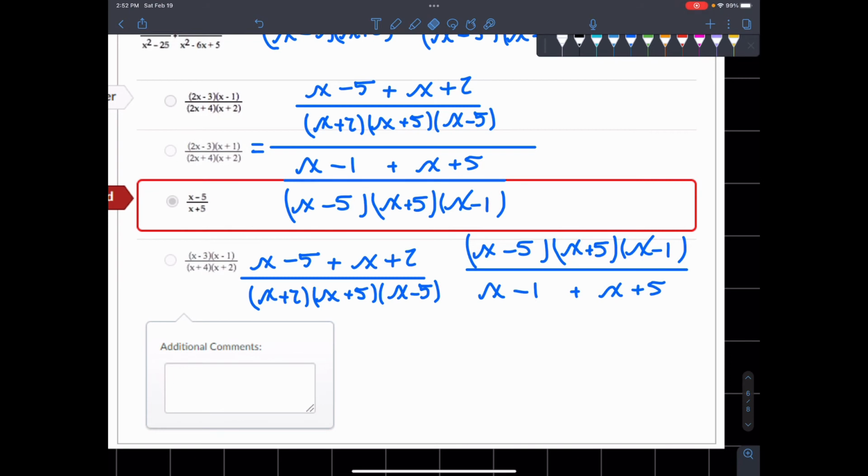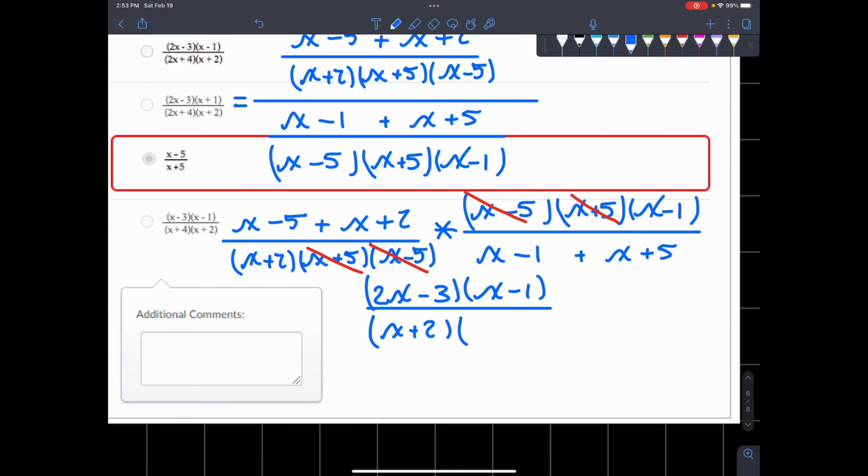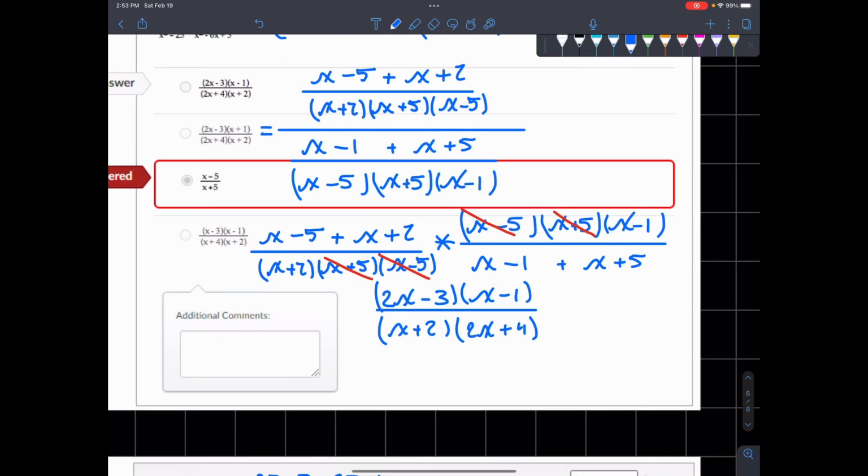I will fix that just so it's easier to read. So now we can start looking and seeing what cancels. It looks like the x minus 5 cancel, and the x plus 5 cancel. That looks like all for now. Let's solve the strings of operations right here. So that's going to be 2x minus 3, multiplied by x minus 1 over x plus 2. And that's going to be 2x plus 4. Perfect. And it doesn't look like we can get any farther than this.